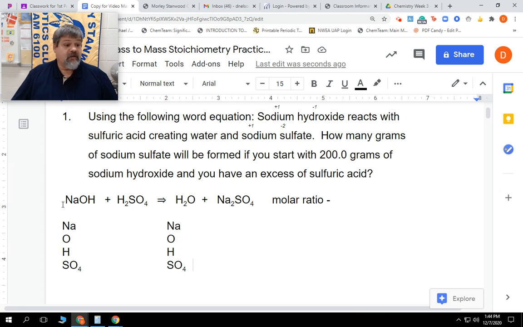If we look at our sodium here, I have 1 sodium, because we're looking at the subscripts. That's what's going to tell us. We don't have coefficients yet. That's what we're going to put in to balance everything out. But we can't change the subscripts. Now oxygen, I have 1 on this side. I do have 1 right here and 4 more right there, but those are tied up with the sulfate, so we're not going to worry about that.